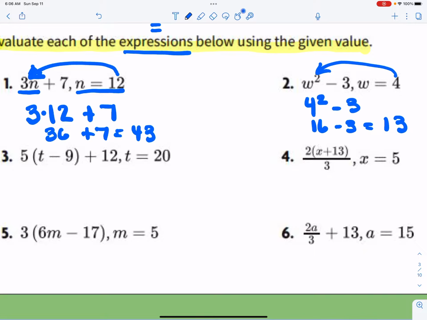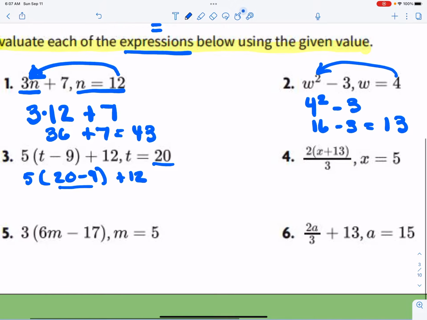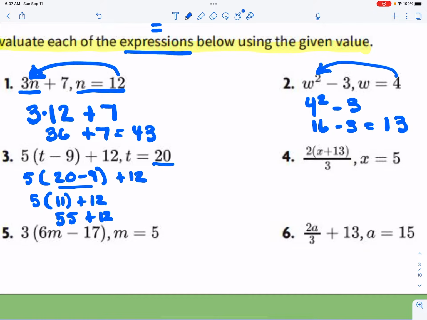All right, next one we have t equals 20. So we're going to say 5 times the quantity 20 minus 9 plus 12. So you want to do what's in the parentheses first. So this part here, we do that first. So we have 5 times 20 minus 9 is 11 plus 12. 5 times 11 is 55 plus 12. And so our answer for number 3 is 67.